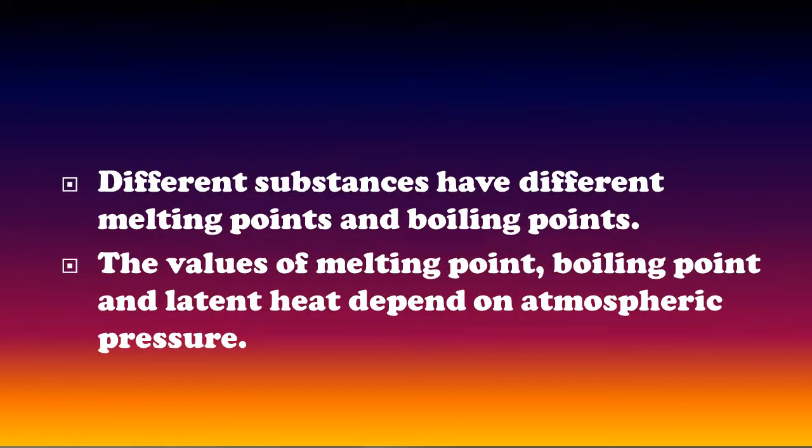Now different substances have different melting points and boiling points. Like water, the boiling point of water is 100 degrees Celsius, but for another liquid it will be different, varying from 100 degrees Celsius. The values of melting point, boiling point and latent heat also depend on the atmospheric pressure.